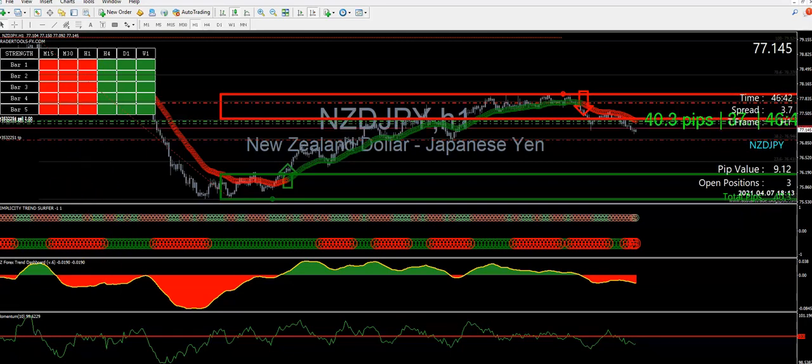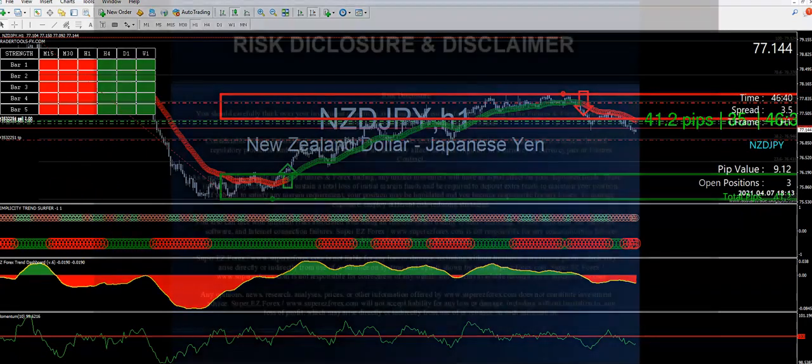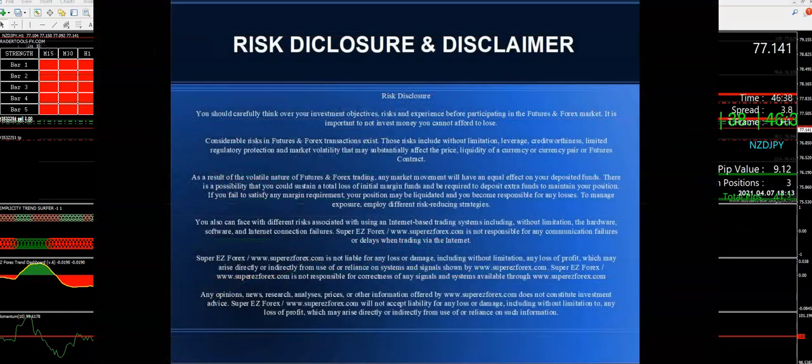So these are live trades. I'm telling you, I'm just excited for everybody. Let's get this money, everybody.